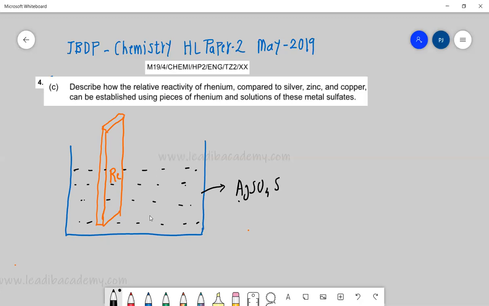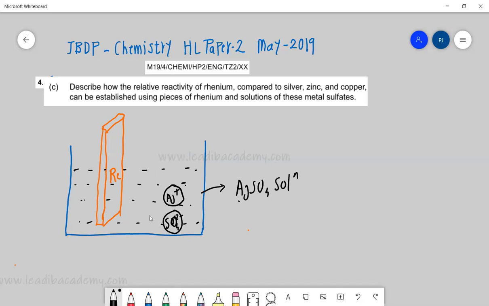AgSO4 solution. What does it mean? It means that there are Ag plus ions and SO4 2 minus. Please remember, solution means it's typically an ionic solution. So there are ions. Now understand a very, very important aspect.